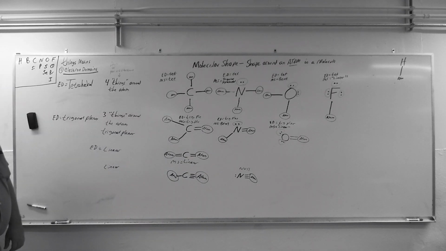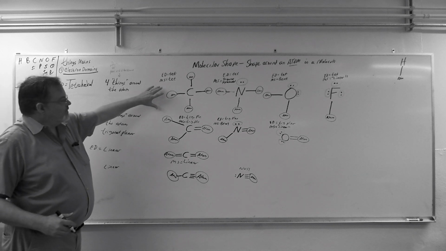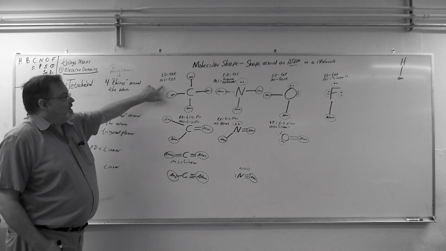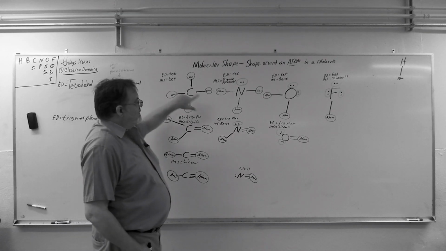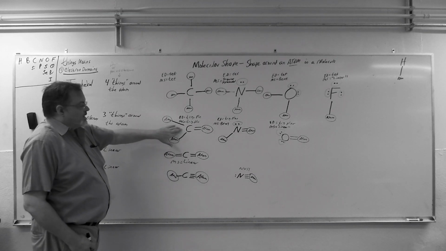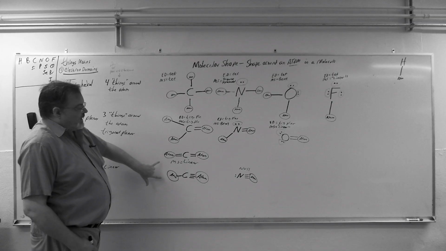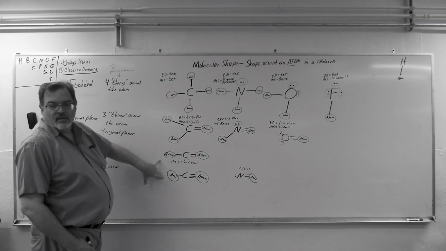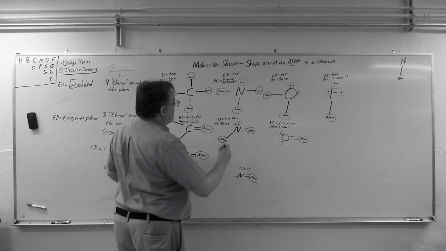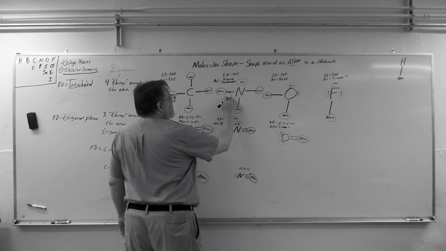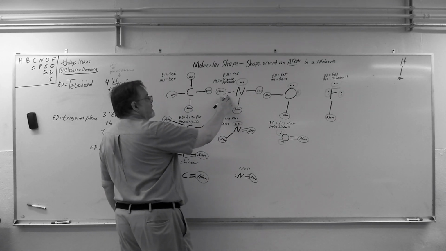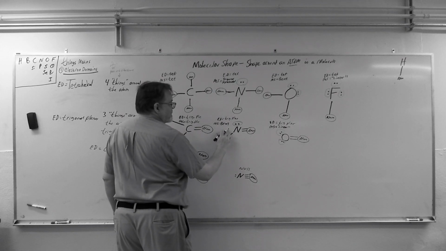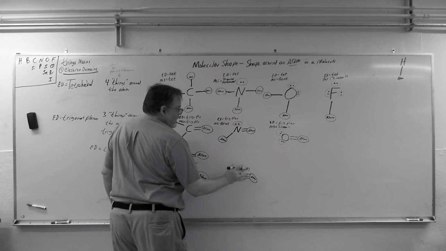So what this comes down to is carbon in this bonding situation will always be tetrahedral molecular shape. Carbon in this bonding situation will always be trigonal planar. And in either of these two, it's always going to be linear. Okay. Nitrogen in this bonding situation will always be trigonal pyramidal. This one will always be bent, and that's the null case.